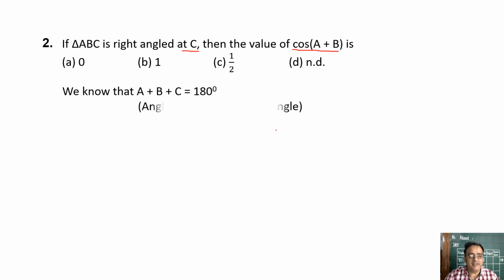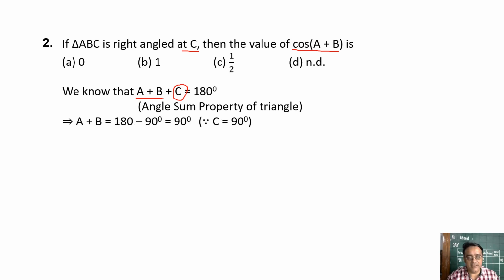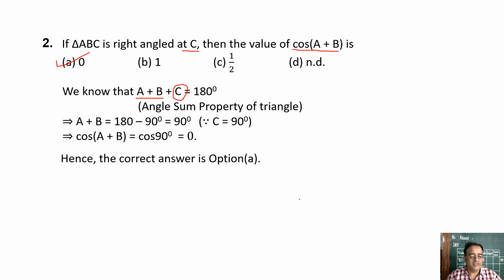Yes, very good. Angle sum property of triangle. Now already C is given 90 degree. So A plus B कितना हो जाएगा? Right. 180 minus 90, that is equal to 90 degree. So cos of A plus B means cos of 90. What is the value of cos of 90? 0. Right. So the correct option is A. So this is the second question.